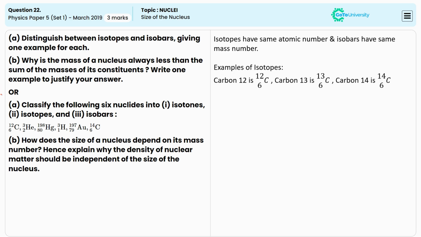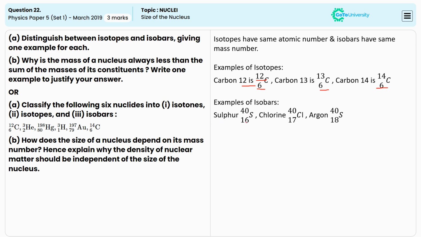For example, isotopes: carbon 12, it is 12C6, carbon 13 is 13C6, carbon 14 is 14C6. So here, the atomic number is the same. This is what we call isotopes. The atomic number of all of them is the same, 6, 6, 6. This is the isotopes.